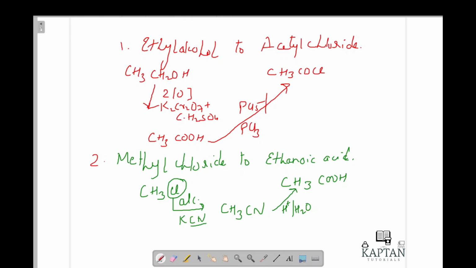So what are the reagents we have studied right now? I have introduced the reagents PCl5, PCl3, SOCl2 and HCl. And what was the oxidizing agent? The oxidizing agent was K2Cr2O7 and concentrated H2SO4, which we call acidified potassium dichromate. So first of all, the alcohol can be directly changed into acetic acid by using an oxidizing agent like potassium dichromate and sulfuric acid.